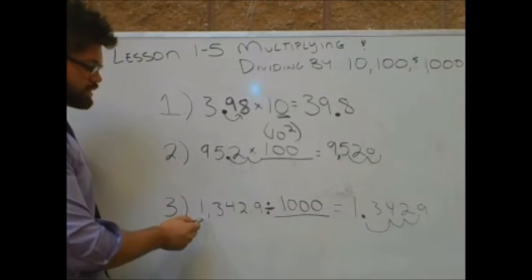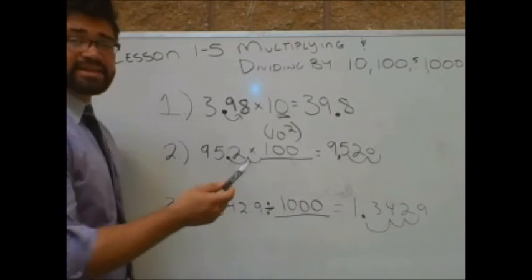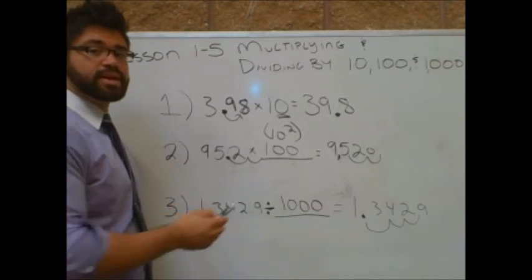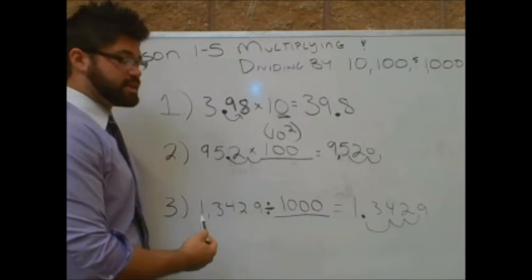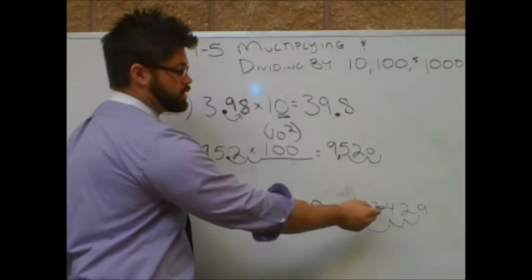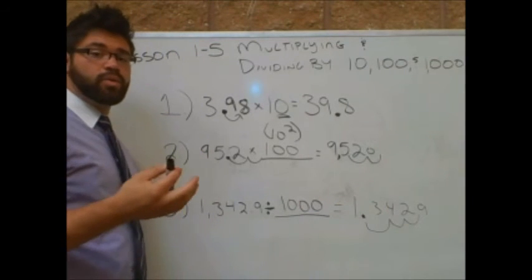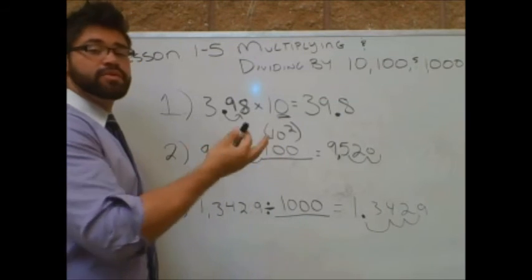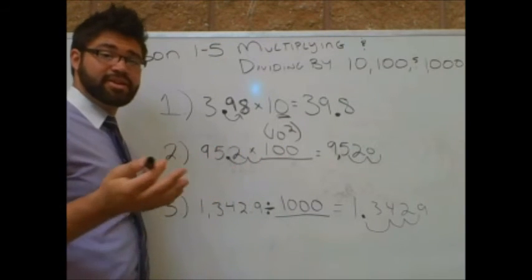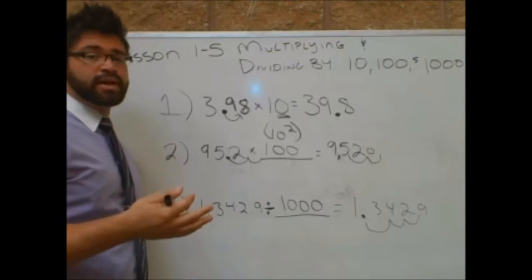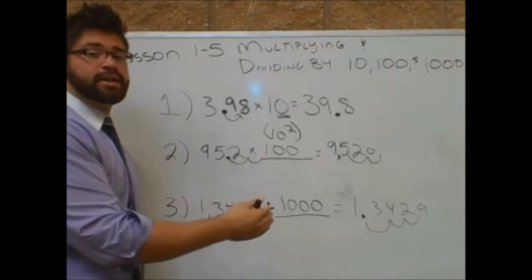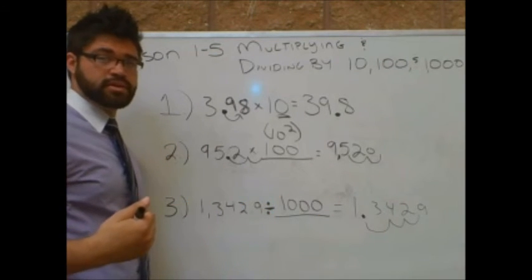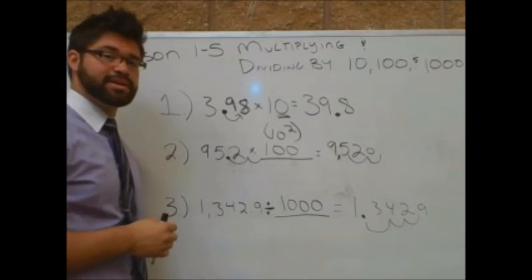So now I took 1,342.9 and I divided that by 1,000 because I moved my decimal to the left this time. And I ended up with 1.3429. So we can multiply or divide using 10, 100, or 1,000 by moving the decimal either way. The main thing you need to remember is that if we're multiplying, move it to the right. If you're dividing, move it to the left. So let's look at a few more problems and see what we can do.